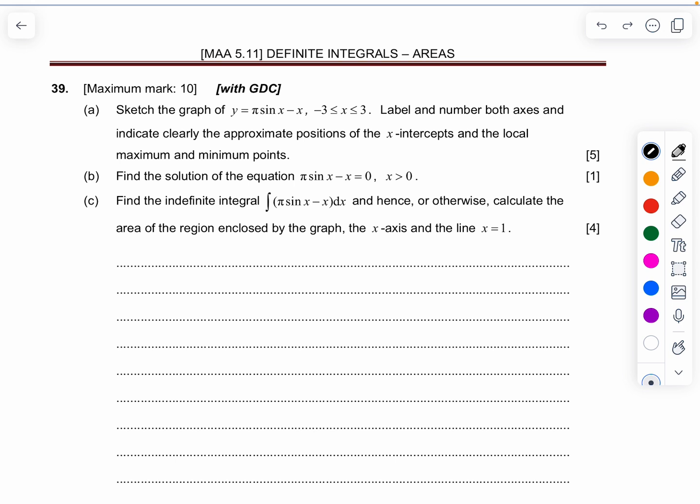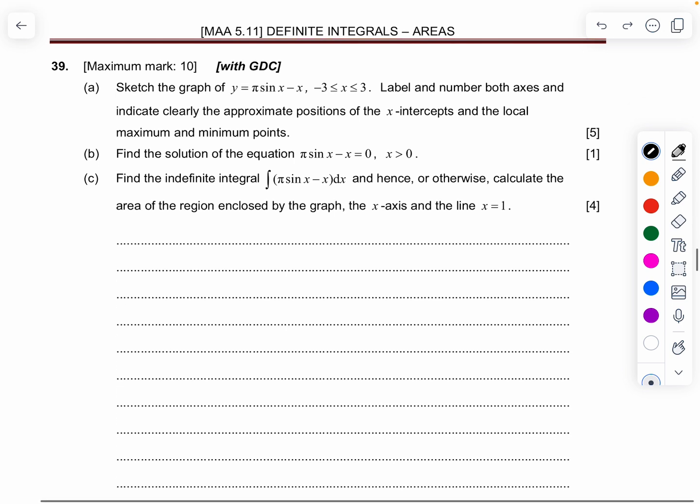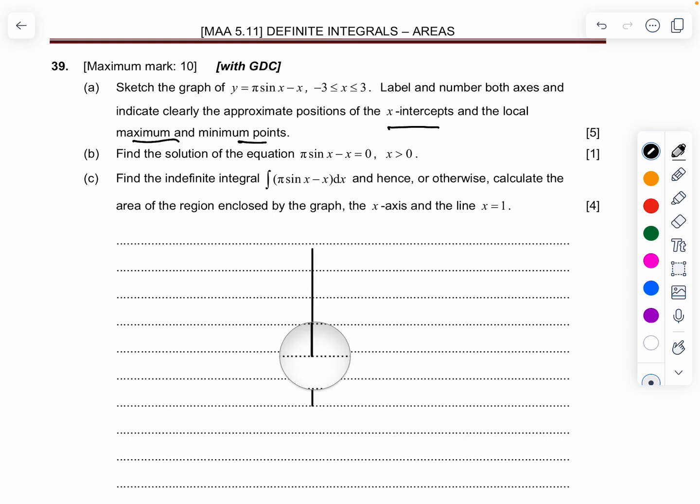Sketch the graph for y equals pi sin x minus x between -3 to 3. Label both the axes and indicate clearly the approximate positions of x-intercepts, local maximum and minimum points. So what am I going to do? This is with GDC. I'm going to draw with the help of a GDC. I draw it out over here.